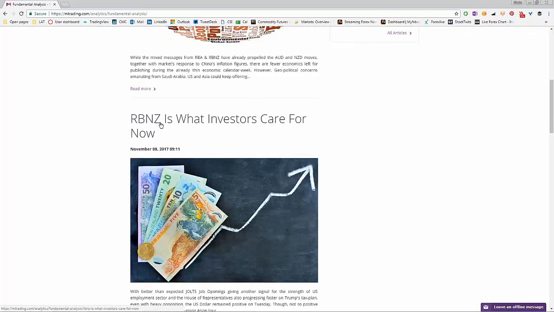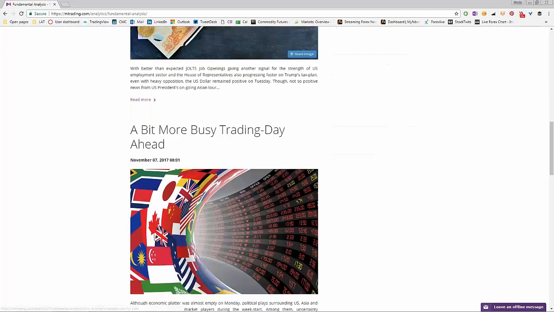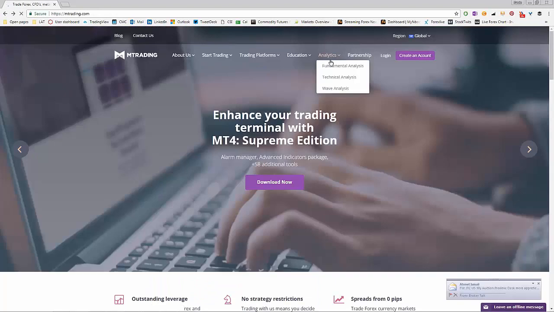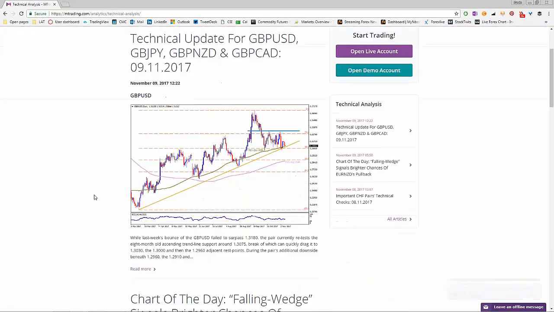The most recent RBNZ interest rate decision from last night is one of the key points there. Okay, so that's all your fundamentals. In addition to that, let's move back to technicals. This is updated on a regular basis.